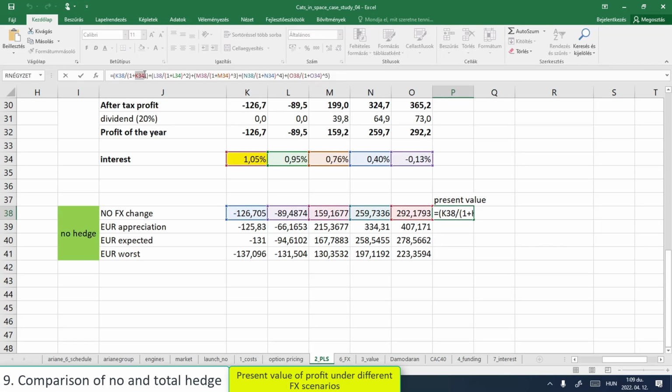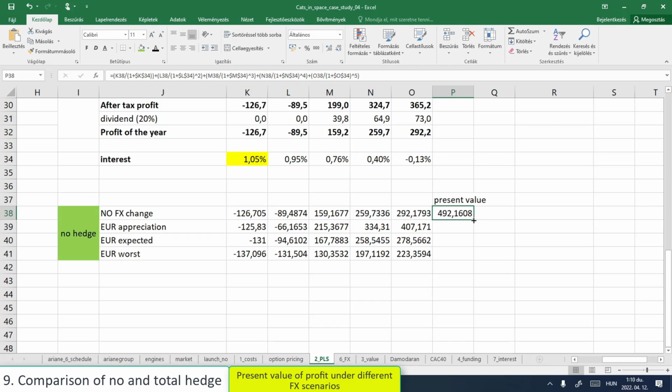So interest rate must be this, F4 dollar marks. Okay, and now we can have different present values for the profit under no hedge. Then we need option fees.